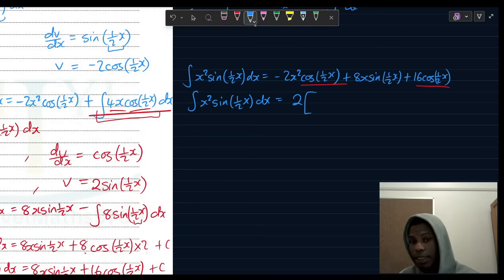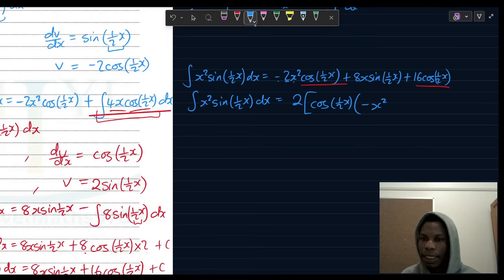It's not really necessary. I just think it will make life easier when we're now substituting limits. So cos a half x, the 2 has been factored out, the cos a half x has been factored out, so there's just a negative x squared there. And then here, a 2 has been factored out, that's 8. And then cos half x has been factored out, so plus 8. And then here, only a 2 has been factored out, so plus 4x sine a half x.